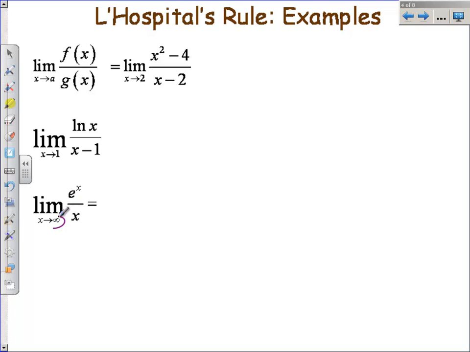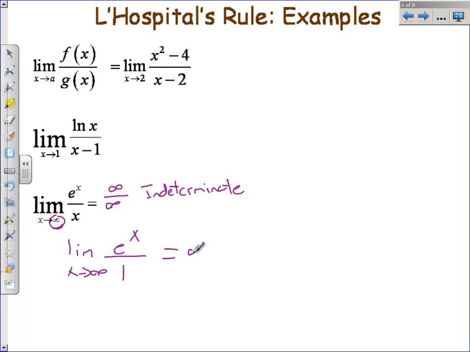If we were to plug in infinity into this e to the x over x, we would get infinity over infinity. This is indeterminate. This is not 1 necessarily. So what we're going to do is take the derivative of the top and the derivative of the bottom, and try the limit again. And here we get e to the infinity over 1, which is infinity.